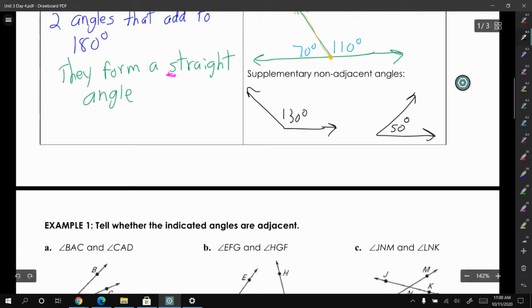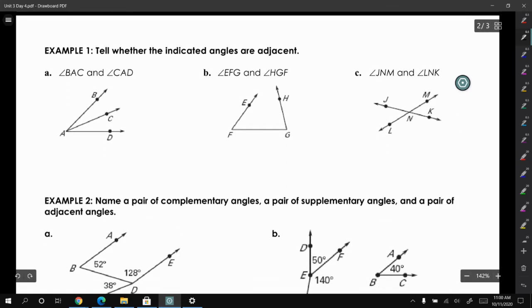All right, let's look at the next page. We're going to tell whether the angles described are adjacent or not. So angle BAC and angle CAD. Yep, those are adjacent because they share the vertex A and they share that side, ray AC. Angle EFG and angle HGF. Nope, because they do not share a vertex.